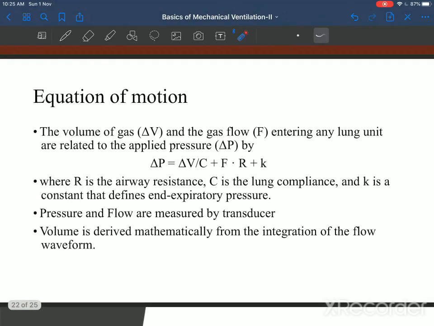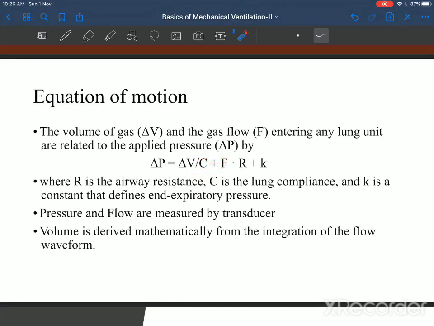So, to put all of what we learned together, everything is dependent on every other thing. The independent variable will be the only thing that you actually control, whereas the rest of the things are dependent on the compliance and resistance of the patient. This is given by the equation of motion, where the change in pressure depends on the change in volume by compliance plus flow.